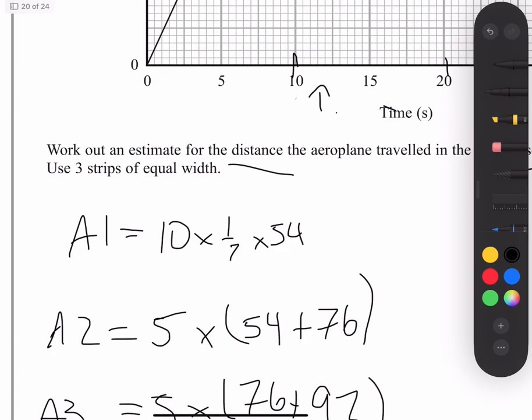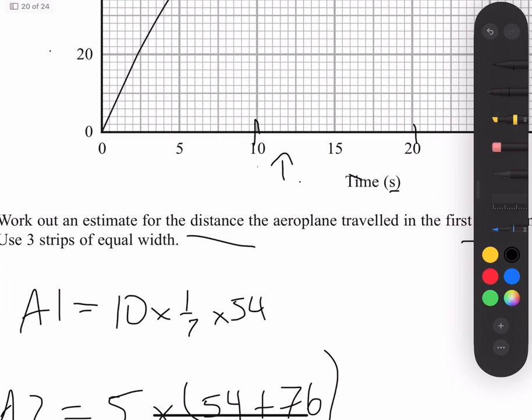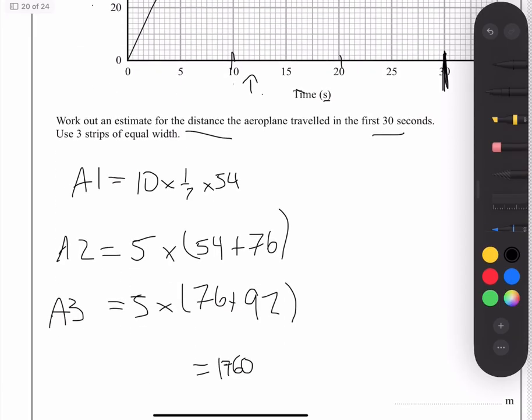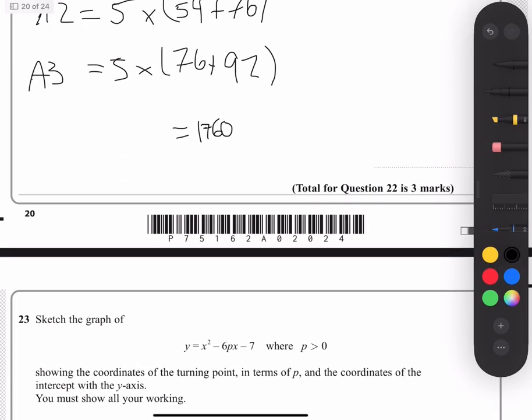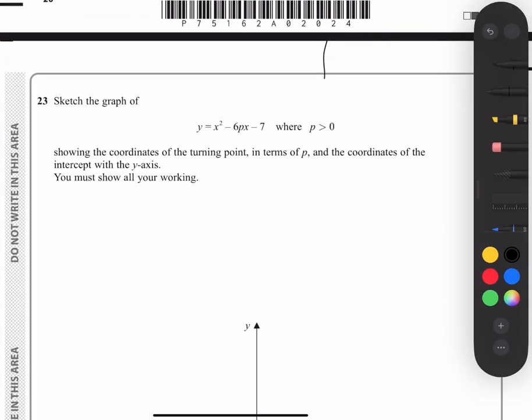Check our units. This is going to be in meters because we've multiplied meters per second by seconds, so we just get meters. Yep, and that's in meters, so we're done. Okay. Final question. We're so close.